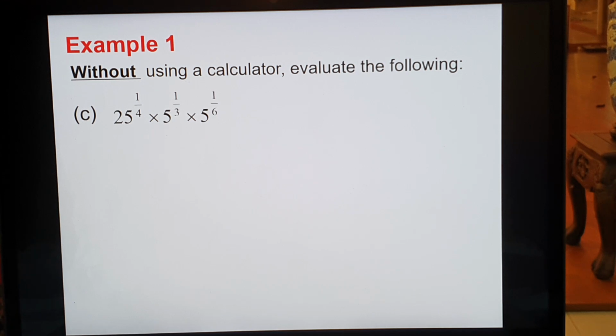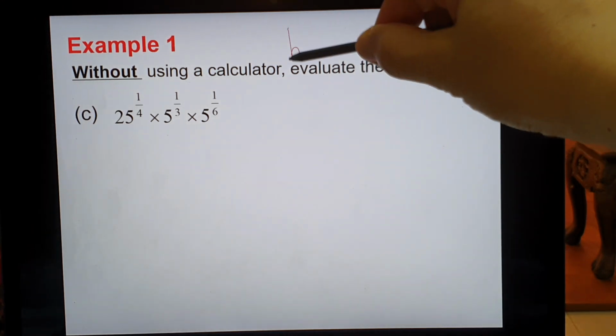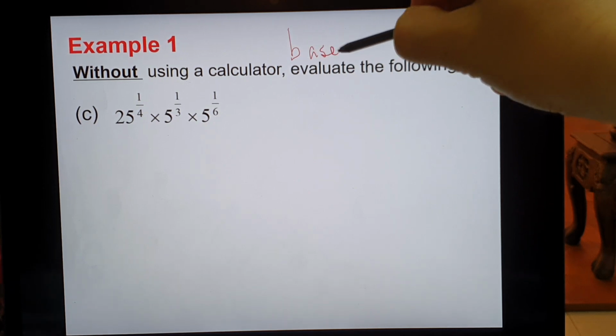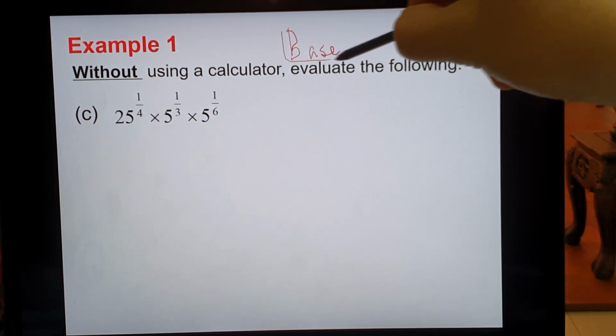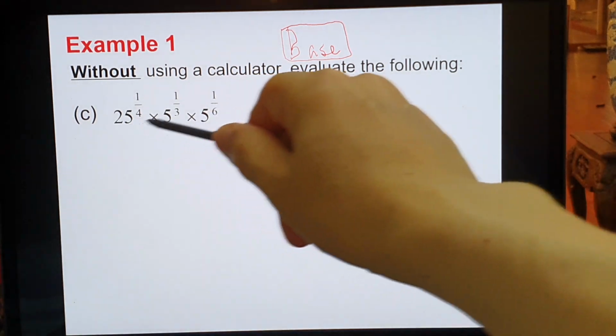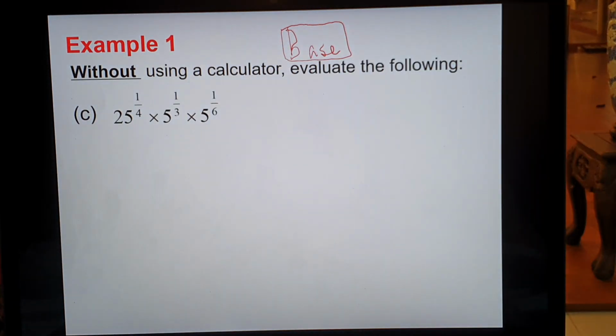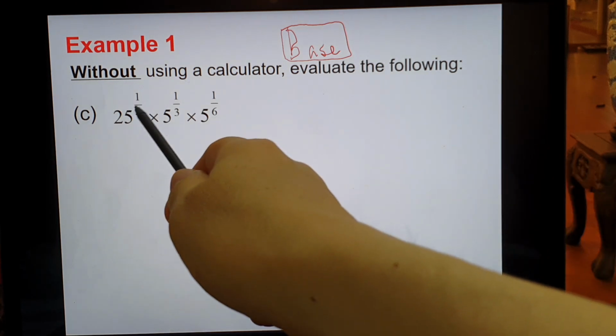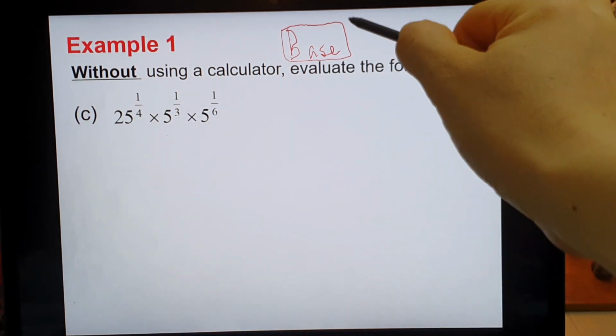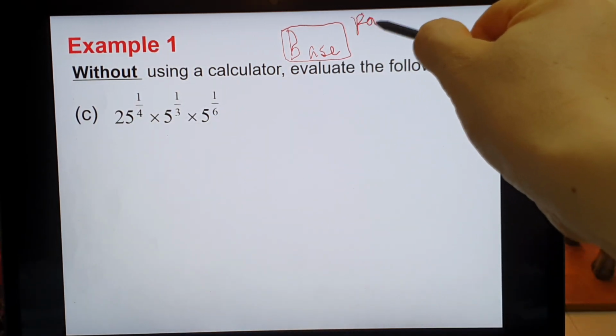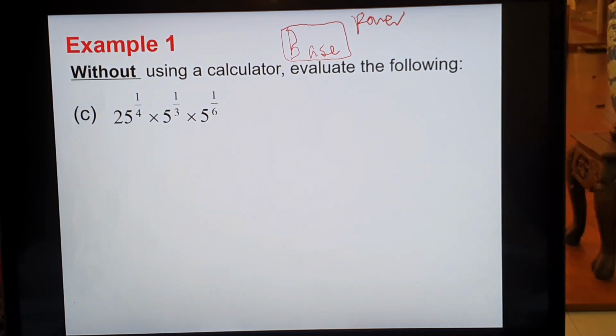Now, this particular question, always look at the base first. You may want to put down in your notes, look at the base. Are the bases the same? Can you convert them to the same thing? If you can, well, do it. If you cannot, then you check, are the powers the same? These are the things that you need to bear in mind.